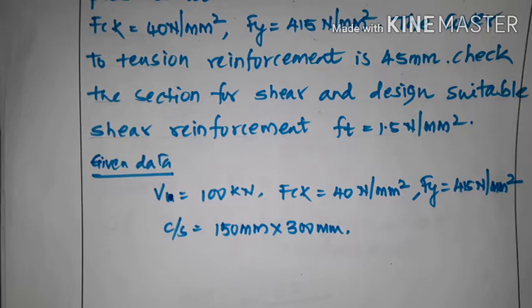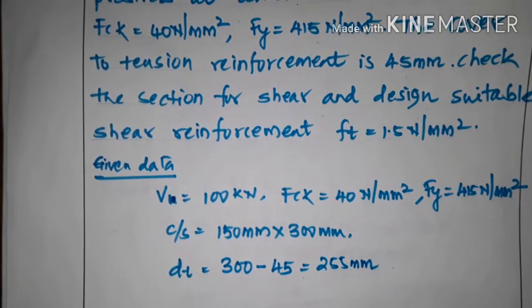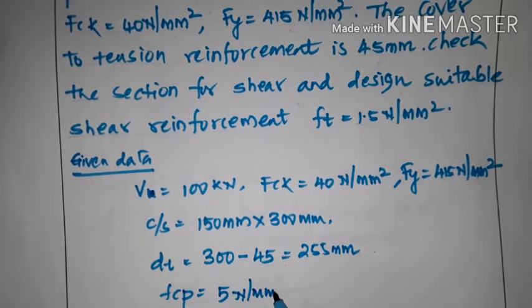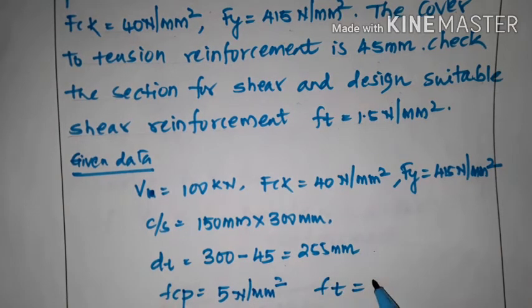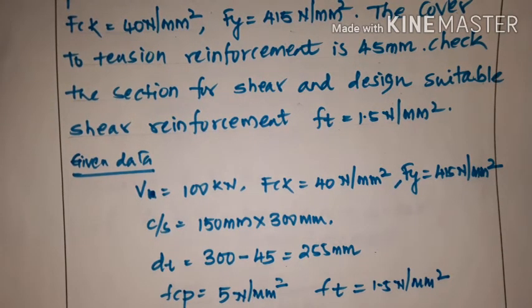So again the effective depth dt, total depth is 300 minus cover, they are given as 45, so we will get this as 255 mm. Okay, and the effective pre-stress at the centroidal axis is 5 Newton per mm square, so that is FCP, and Ft is given as 1.5 Newton per square. So these are the given data.